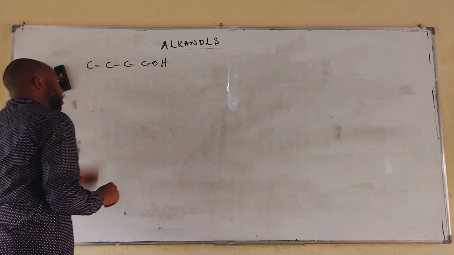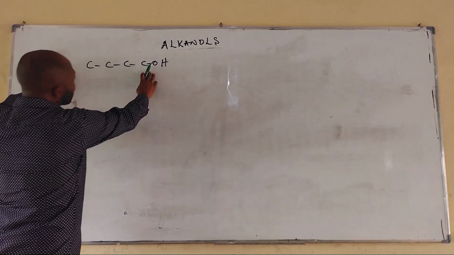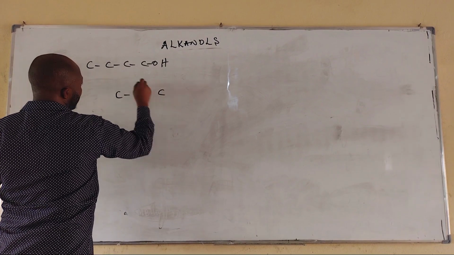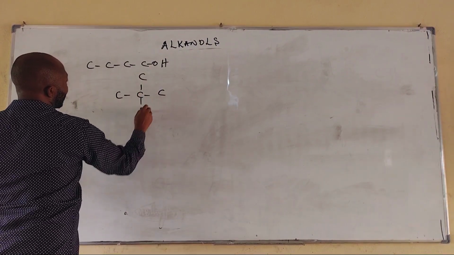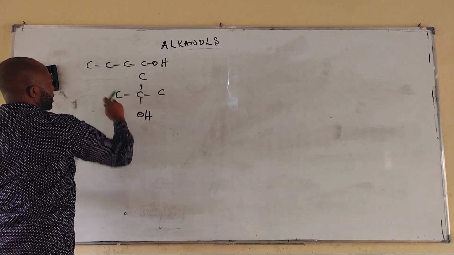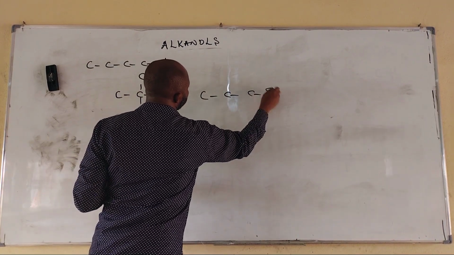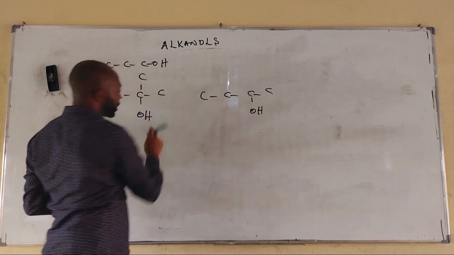So we want to use that to illustrate our primary. Let's take this as our first butanol. This is our primary, 1, 2, 3, 4 carbon atoms. This is our tertiary, and the last, 1, 2, 3, 4, is our secondary. Primary, secondary, and tertiary.